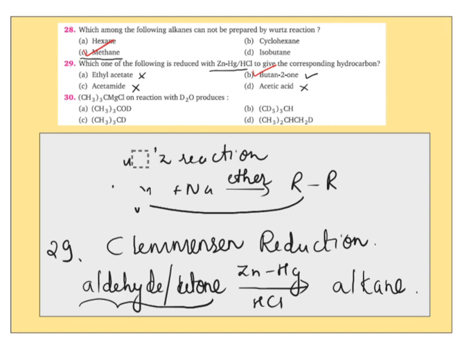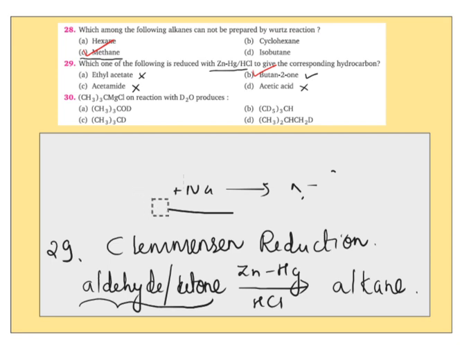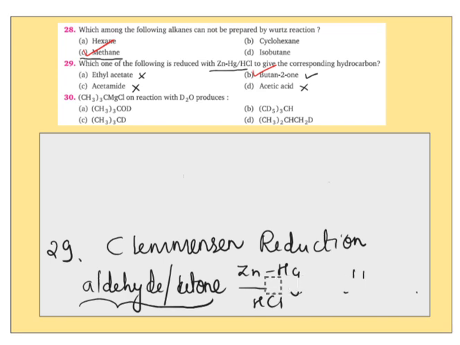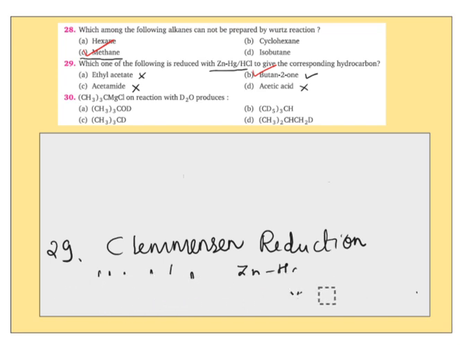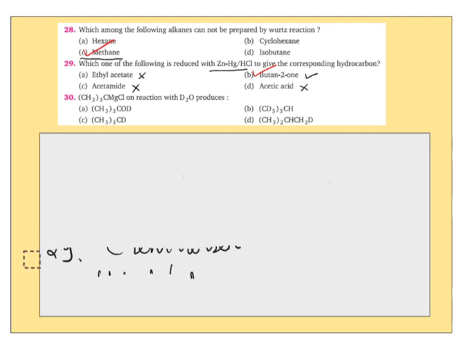The given reactant is a Grignard reagent. It is reacting with D2O. D2O is deuterated water. So you are replacing hydrogens from water by deuterium.